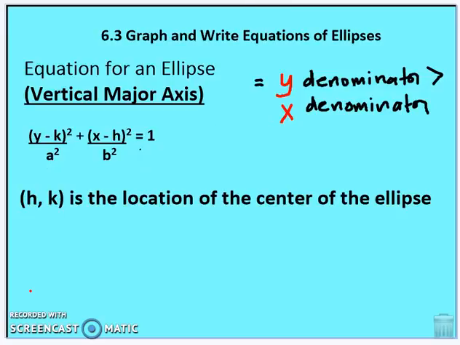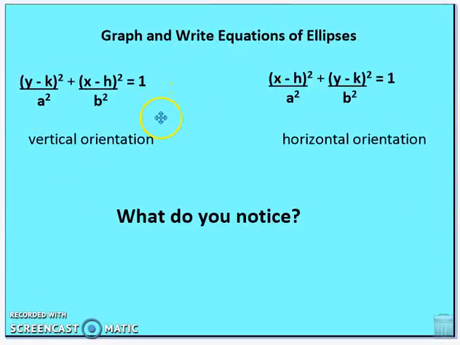All right, so the secret to figuring out vertical versus horizontal major axis is to take a look at the denominators, and the denominator that has the largest value will be the denominator with the a value. When the value of the denominator is largest underneath y, then you're going to have a vertical major axis. Okay, so again, vertical orientation, horizontal orientation. The only thing that you should notice is the location of a squared and b squared. And the way to tell which value is a squared is that a squared is always going to be the larger value. And you can use that to identify the orientation of the ellipse.